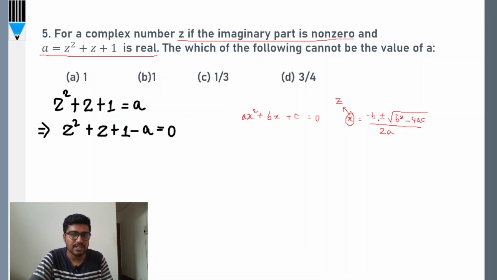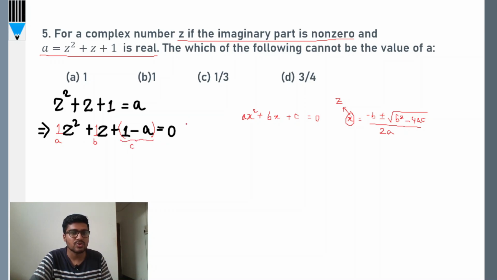We have the same equation here, just with x replaced by z. In this case, a is 1, b is 1, and c is 1 minus a. This is a, this is b, and this whole term is c.